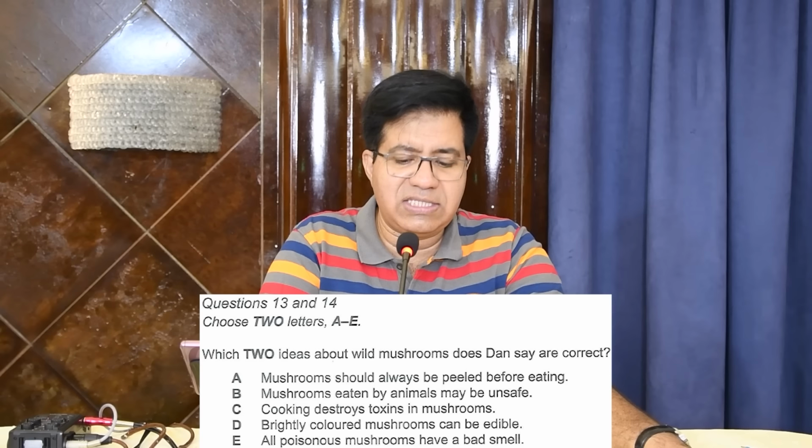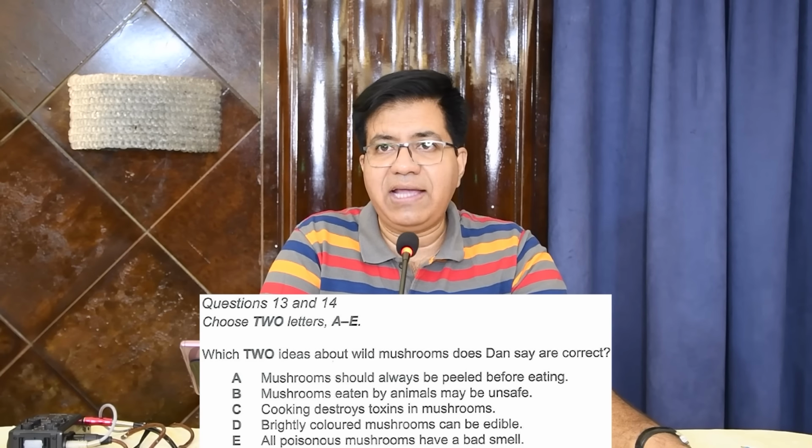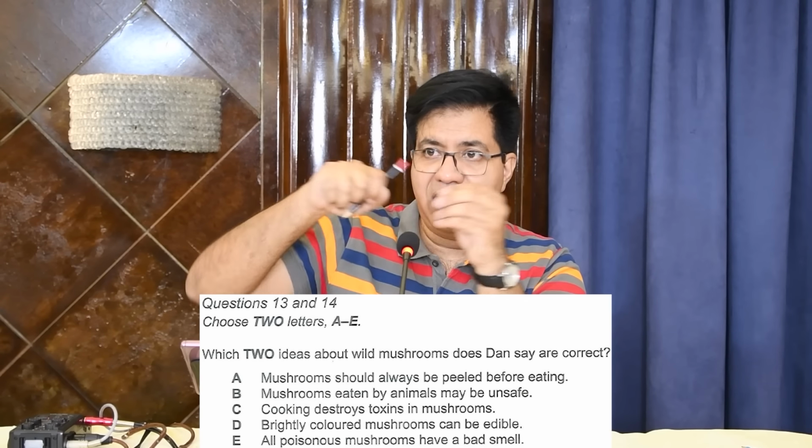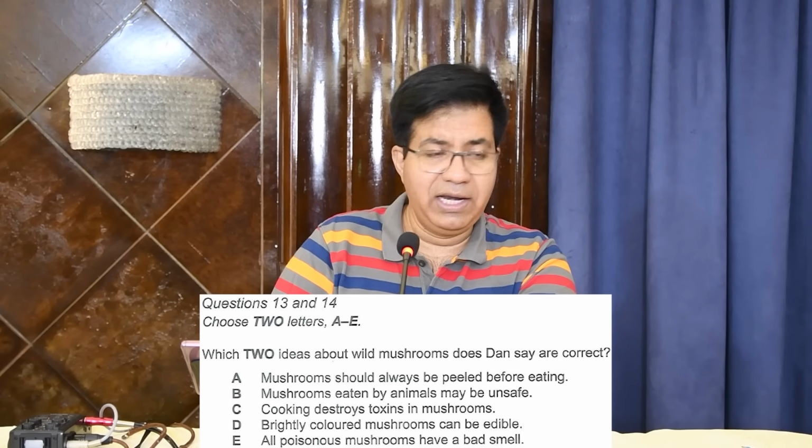Underline two ideas and underline correct. Now it means three ideas are incorrect, which you have to identify, and two ideas are correct, which will be your answer. For example, mushrooms should always be peeled before eating. Underline peeled before eating. Like orange, you peel before eating. Banana, you peel before eating. So if he says peel, fine, and if he says you can eat it raw without peeling, it'll not be the answer. But if he says you should peel, right?